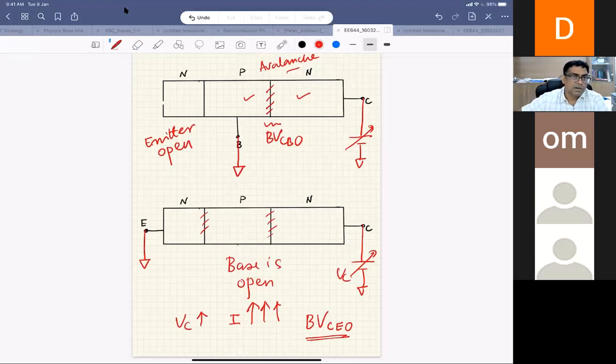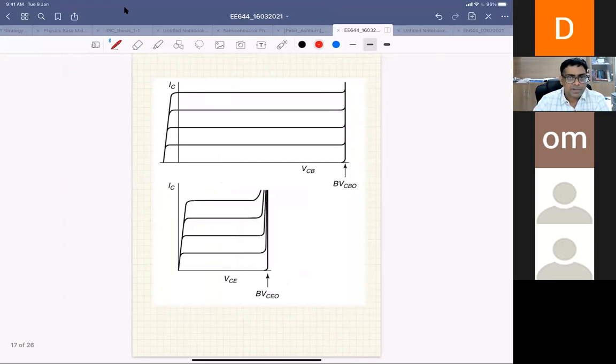We will discuss these two things, BVCBO and BVCEO, because they are very important. And why are they important? Because you see, this is the common base, right? So the output characteristic in the common base configuration.